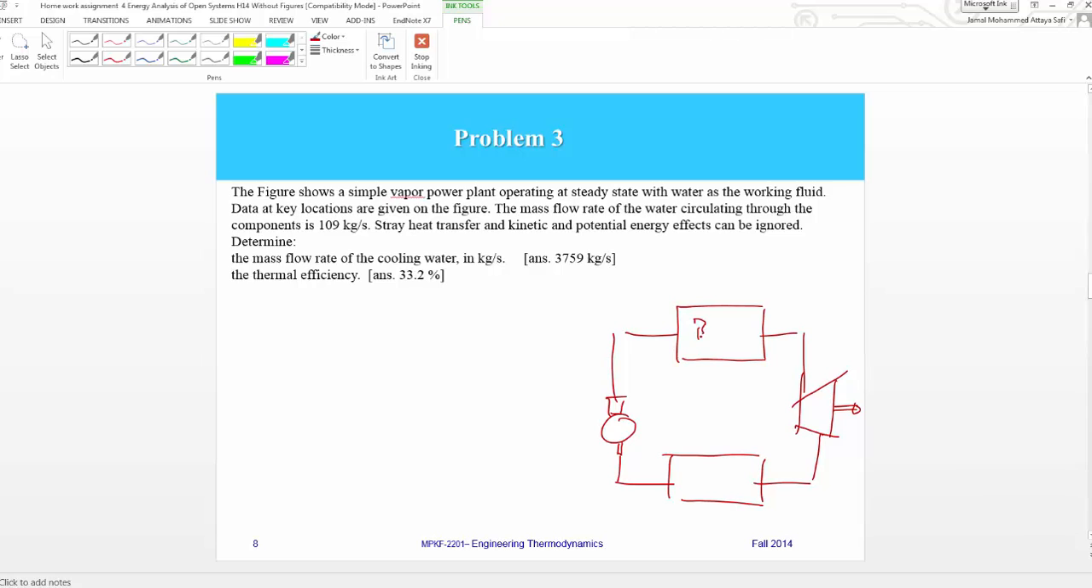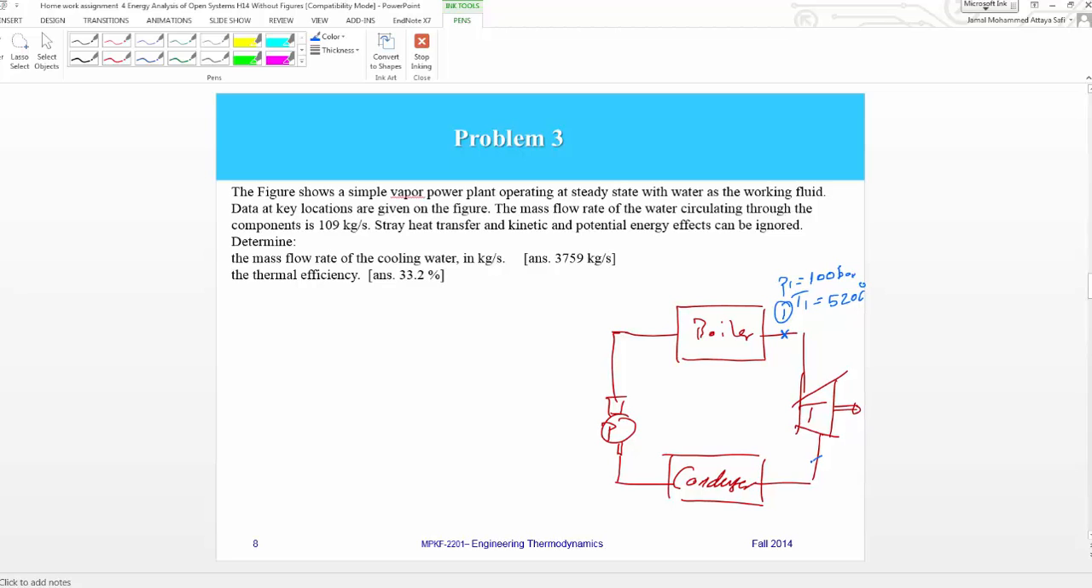So this is boiler, this is condenser, and this is turbine, and this is pump. And it also gives me the state before and after each of those devices. So I can just write down, if I consider this as state 1, I have P1 is 100 bar and T1 is 520 centigrade.